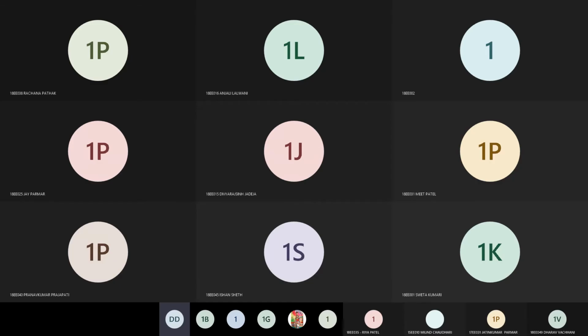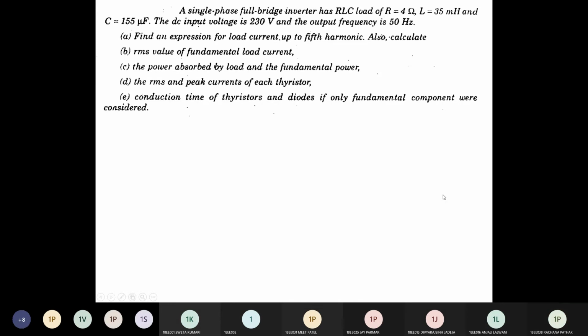We have calculated this example. Some of the part is remaining, so we will cover it in this lecture. So again, I repeat this example.